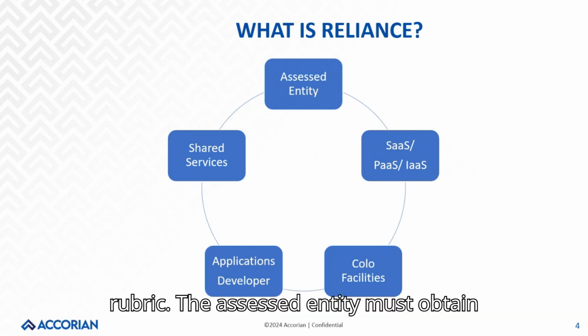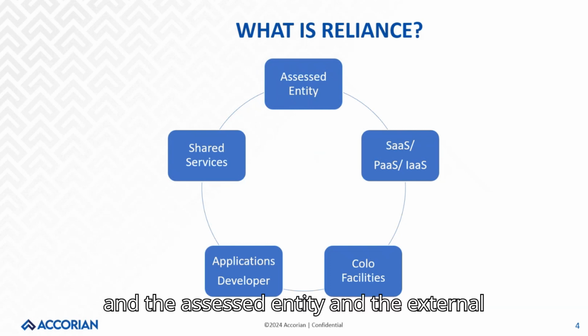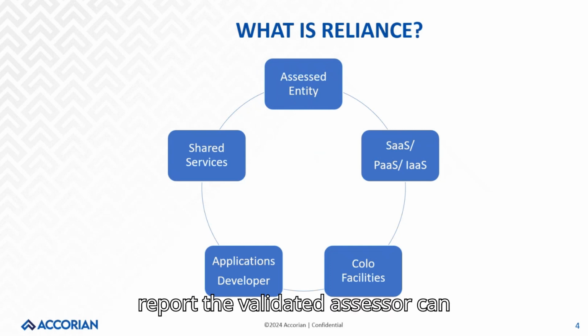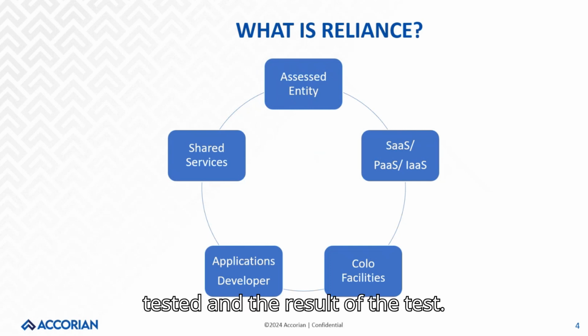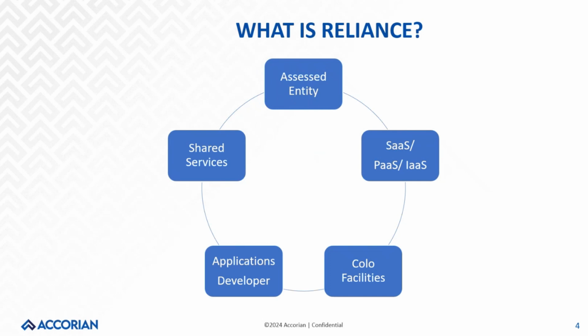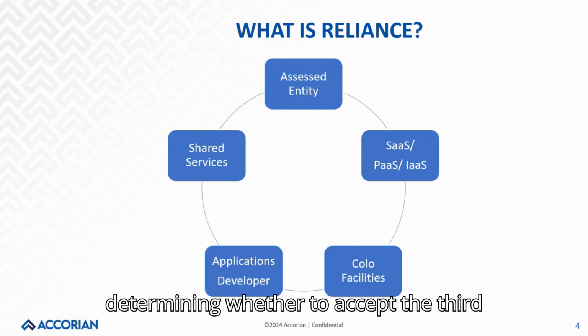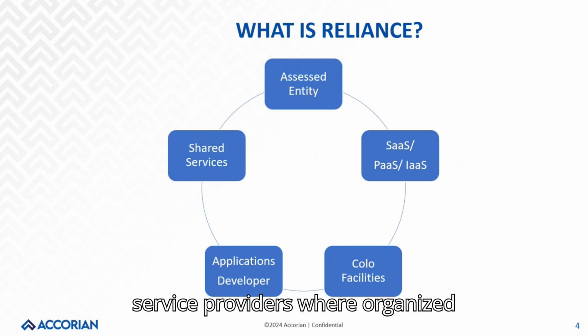The assessed entity must obtain the report from the service provider, and the assessed entity and the external assessor must identify where in the report the validated assessor can validate the HITRUST requirements were tested and the result of the test. External assessors have discretion in determining whether to accept the third-party report in lieu of direct testing of service providers.